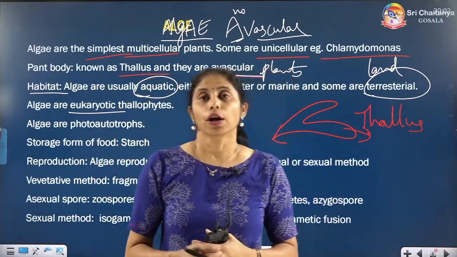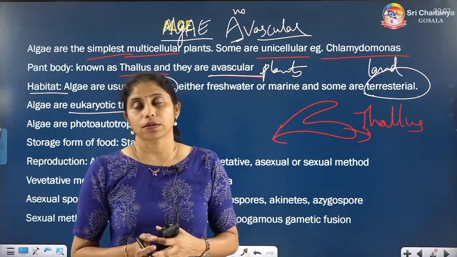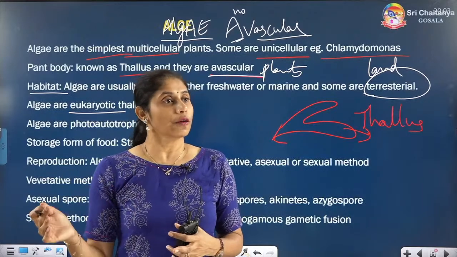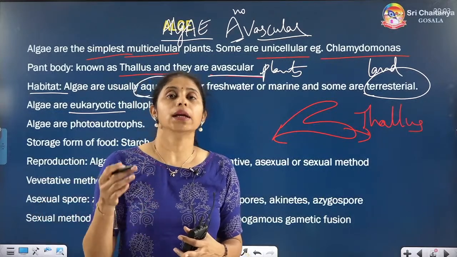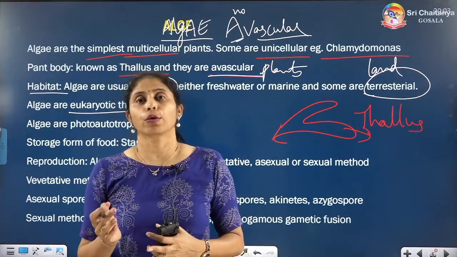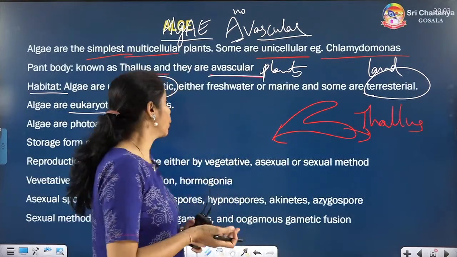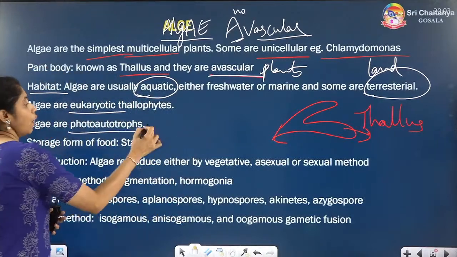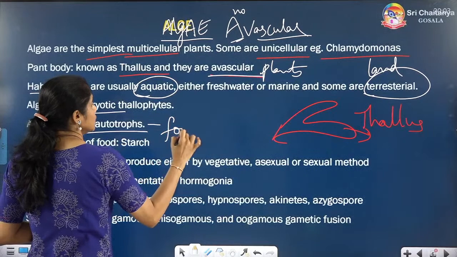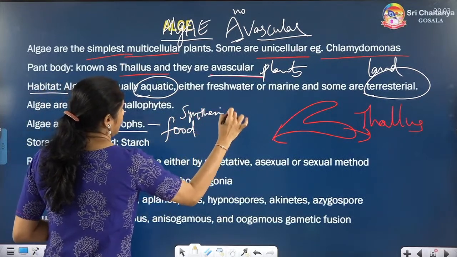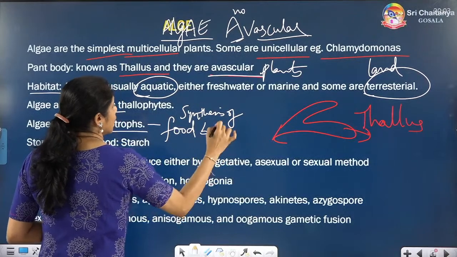These are also called photoautotrophs. Autotroph means synthesizing food. Photoautotrophs means synthesizing food by using light energy. So algae are called photoautotrophs also because they synthesize their food by using light energy.